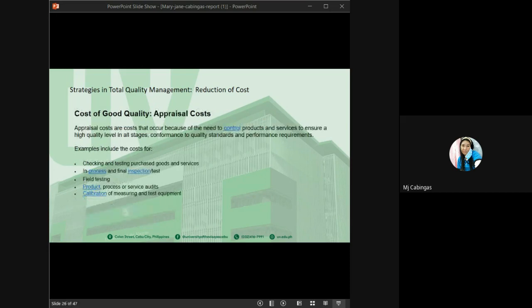And then, cost of good quality appraisal costs is cost that occur because of the need to control products and services to ensure a high quality level in all stages, conformance to quality standards, and performance. So, ang example ani kay checking and testing purchase goods and services, and then in process and final inspection tests, and then field testing, product process of service audits, and calibration of measuring and test equipment.